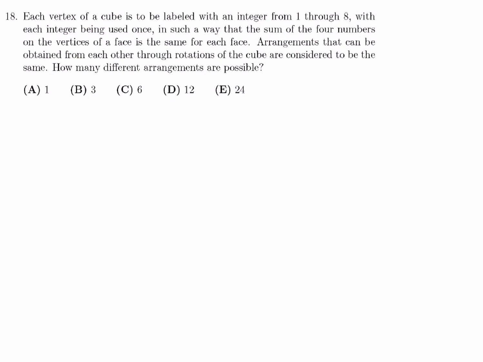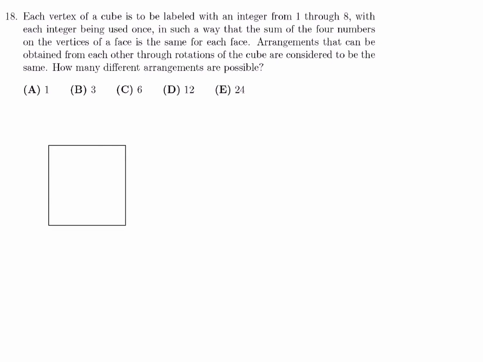Each vertex of a cube is to be labeled with an integer from 1 to 8, with each integer being used once, in such a way that the sum of the four numbers on the vertices of a face is the same for each face. Arrangements that can be obtained from each other through rotations of a cube are considered to be the same. How many different arrangements are possible?